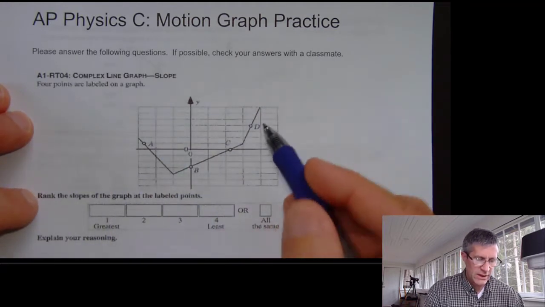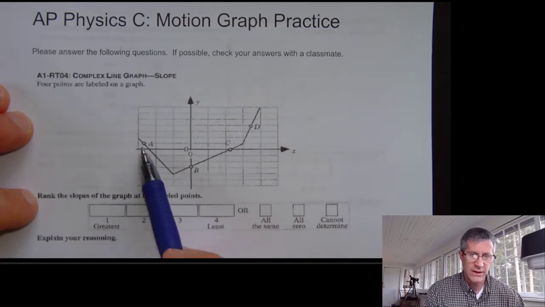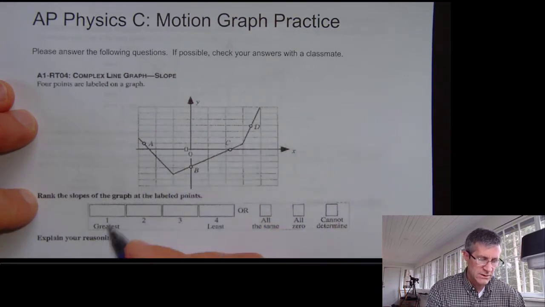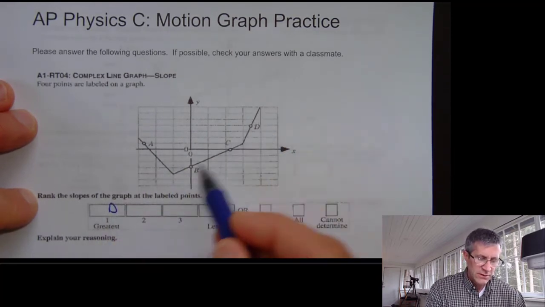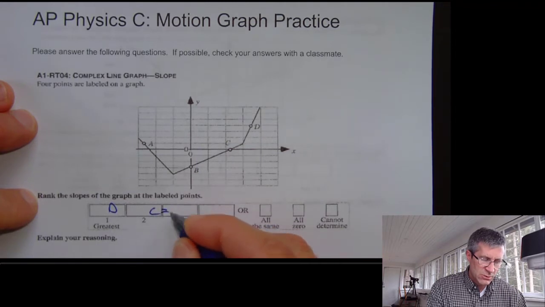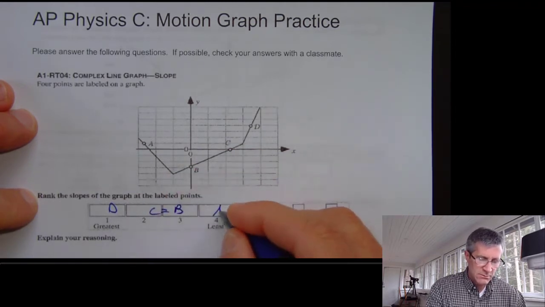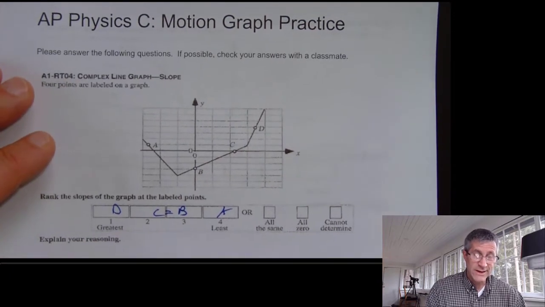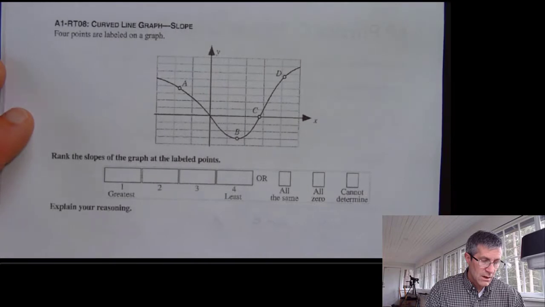So trick one, A is going to have a negative slope, so I'm going to rank these from most positive to most negative. I'm thinking D is going to have the greatest, followed by C, which is equal to B, and then A is going to be the lowest slope. So if this was a physics graph, we'd have a negative slope on one of those.